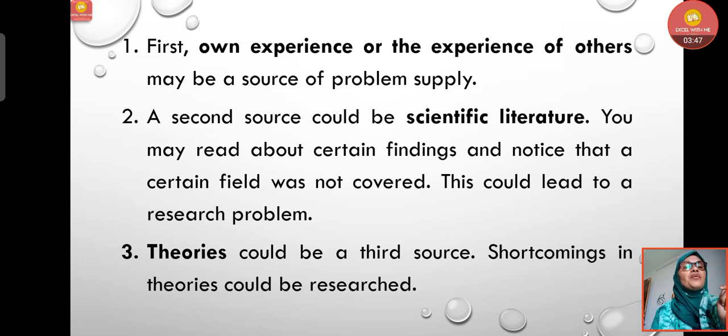Obviously, you may read about certain findings and notice that a certain field was not covered. This could lead to a research problem. Obviously, we read so many articles and research publications and all. Then we find some gaps or things which are not covered, that will lead to a research problem. Now theories, these are very, very important sources. Could be a third source. Shortcomings in theories could be a research problem. That's why we are in this modern era with so many theories taking help, and also new theories coming up in future.